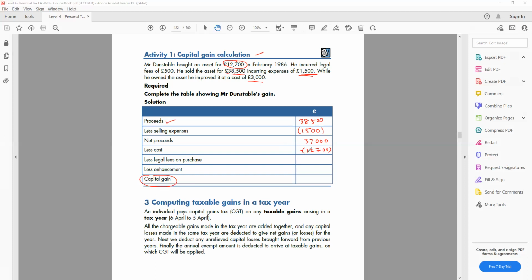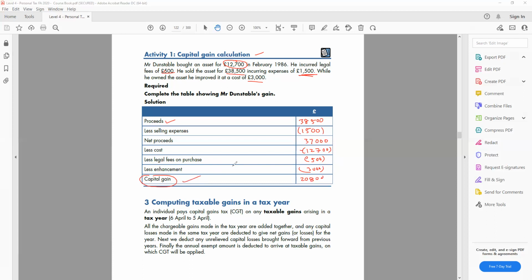Then we have a legal fee when you buy this one, 500. We have enhancement expenditure, we have 3,000. So from 37,000, if we take away everything, my capital gain is 20,800. So that's how we can find how much is the capital gain.